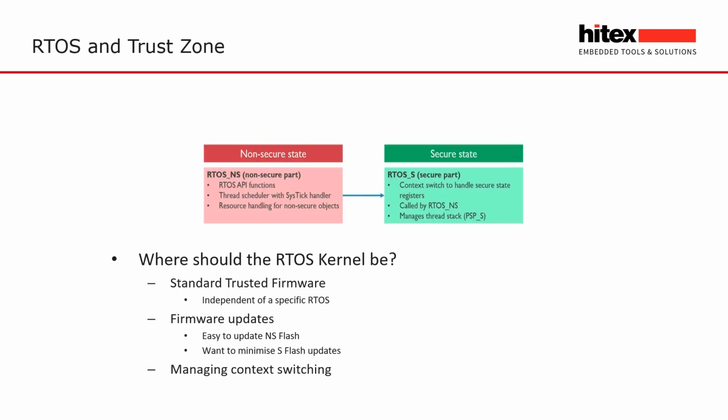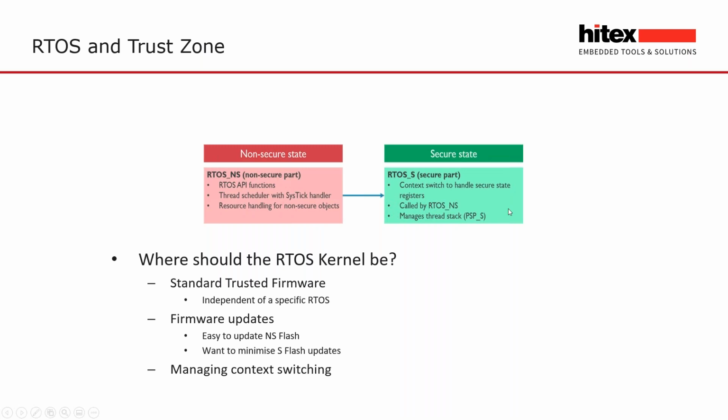Now, we also want to use an operating system with our Cortex-M33. There's been a lot of debate about where the operating system kernel should sit, and the chip is designed so that it could sit in the non-secure world or the secure world. And again, there's a lot of debate about which is best. However, we've sort of come to the conclusion that actually the kernel isn't holding any really privileged or secret information. So we can actually place it in the non-secure world. And there are a number of advantages to that.